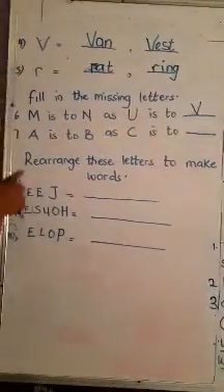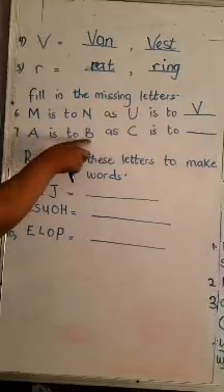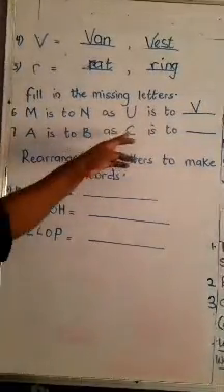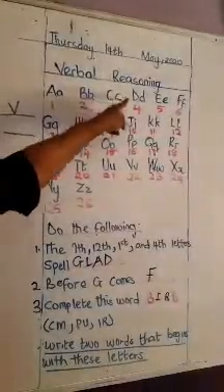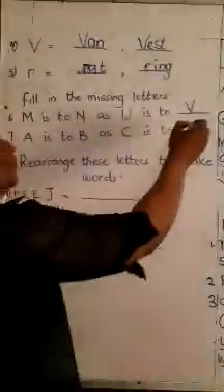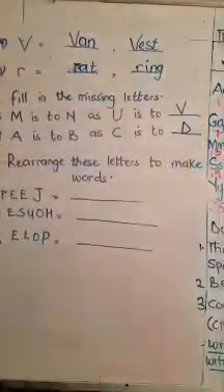Now, the number 7 says letter A is to letter B as letter C is to, let's look for our letter C. Letter C is to letter D. You put your letter D there.